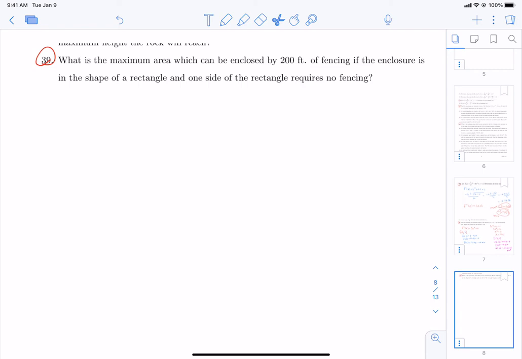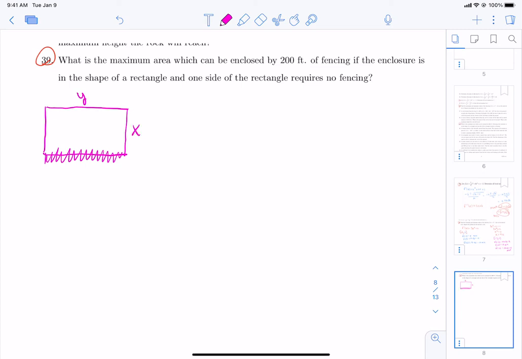Okay, so let's set up 39. It says, what is the maximum area that can be enclosed by 200 feet of fencing if the enclosure is in the shape of a rectangle? So I usually don't go any further, and I draw a rectangle. And it says one side requires no fencing. Okay, so then I put, let's make this x.